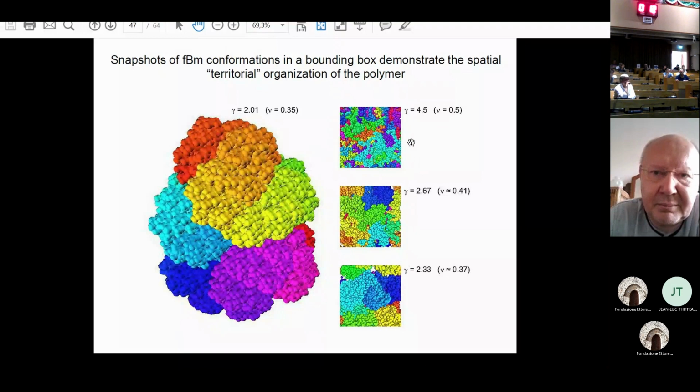And again, as in the former picture, nu is the fractal dimension. 0.5 is the standard Brownian motion. When we decrease it, it goes to 1/3. You see that the structure becomes more and more separated, the colors become more and more separated.